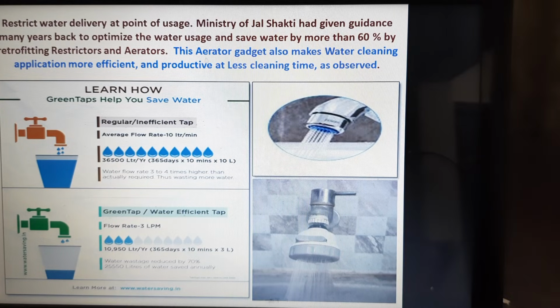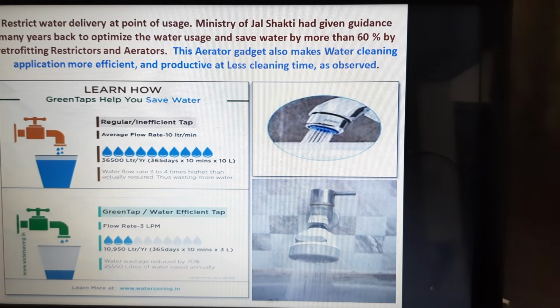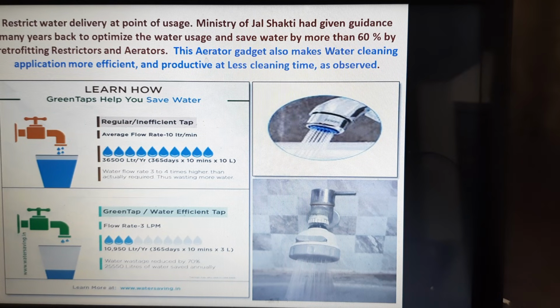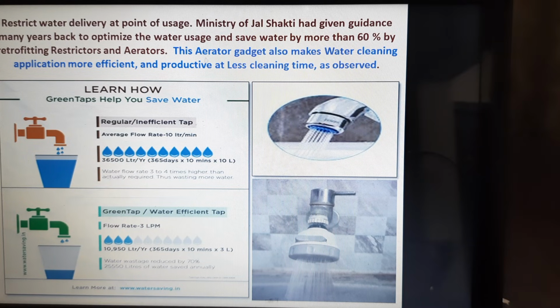It is not only energy monitoring at the point of usage, but also water usage delivery at the point of usage. The Ministry of Jal Shakti has given guidance to many buildings, including office, public utility and commercial buildings, to optimize water usage by retrofitting restrictors and aerators. In fact, these aerators and restrictors save around 60% of water usage, especially in water usage applications.